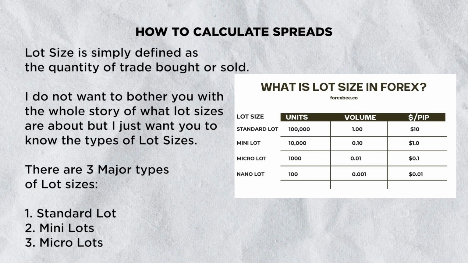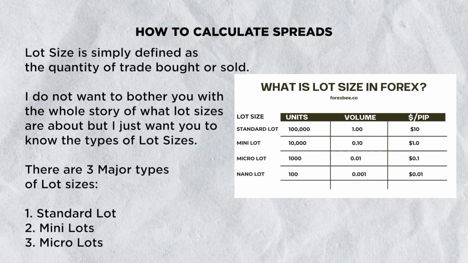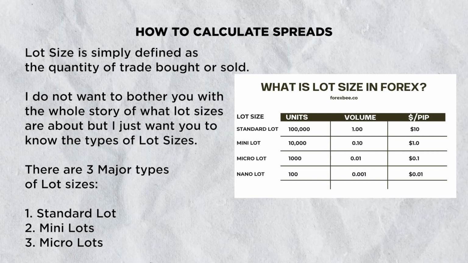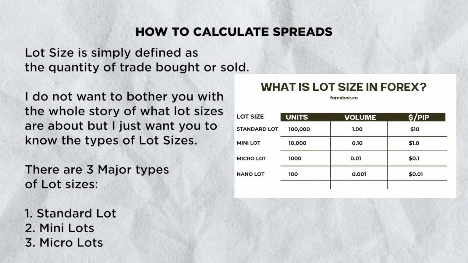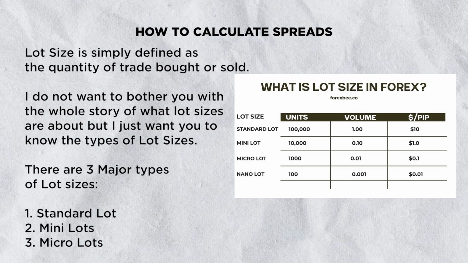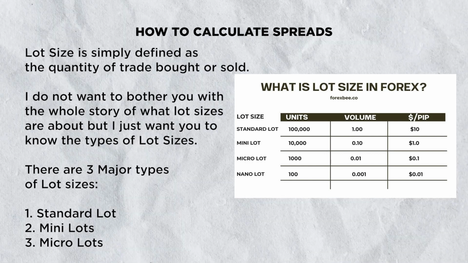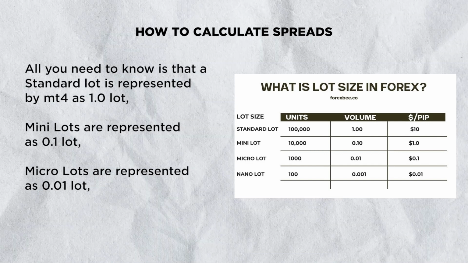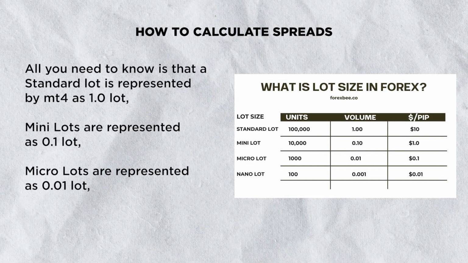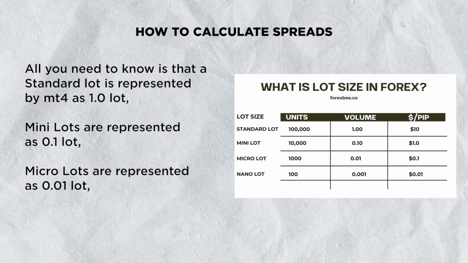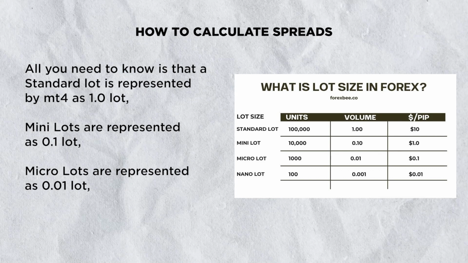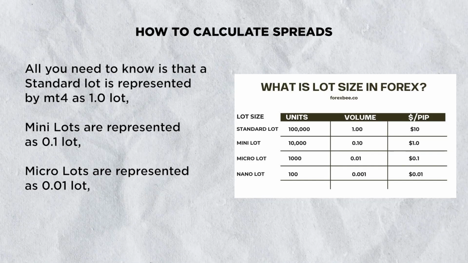I do not want to bother you with the whole story of what lot sizes are about, but I just want you to know the types of lot sizes. There are 3 major types of lot sizes. 1. Standard lot. 2. Mini lots. 3. Micro lots. All you need to know is that a standard lot is represented by MT4 as 1.0 lot. Mini lots are represented as 0.1 lot. Micro lots are represented as 0.01 lot.